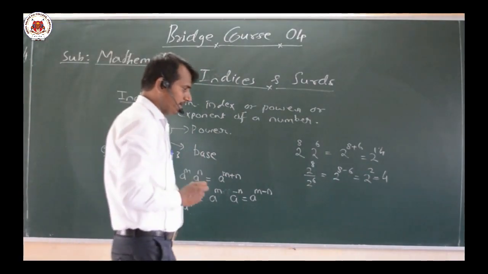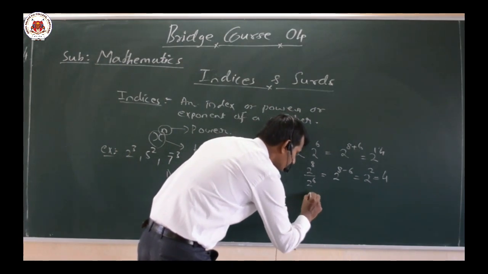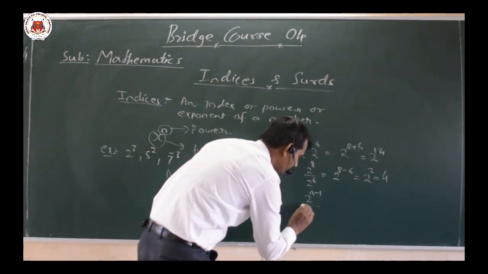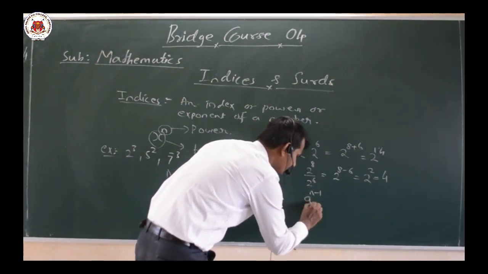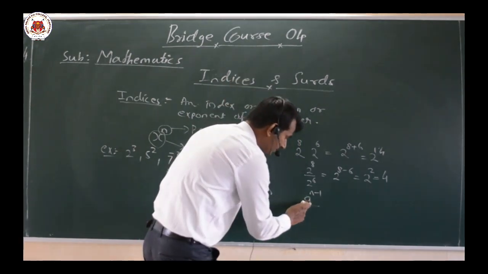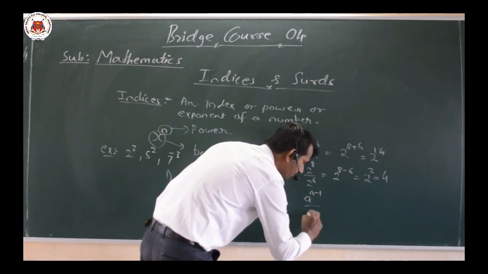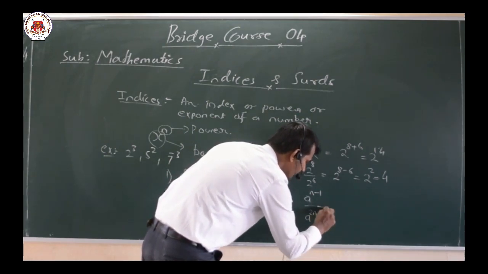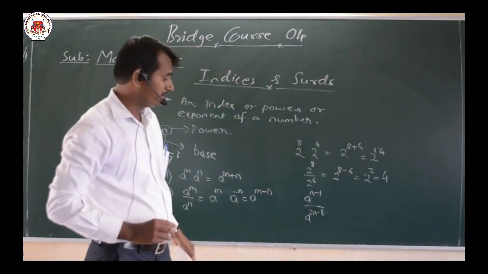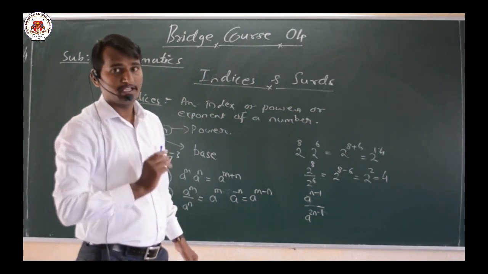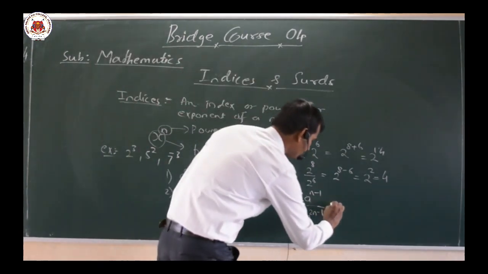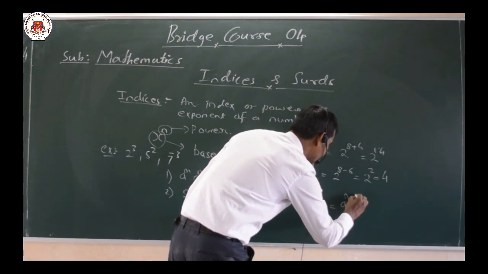For example, sometimes we may have a raised to n minus 1 divided by a raised to 2n minus 1. How do we solve this? A very simple example, that is a raised to n minus 1.